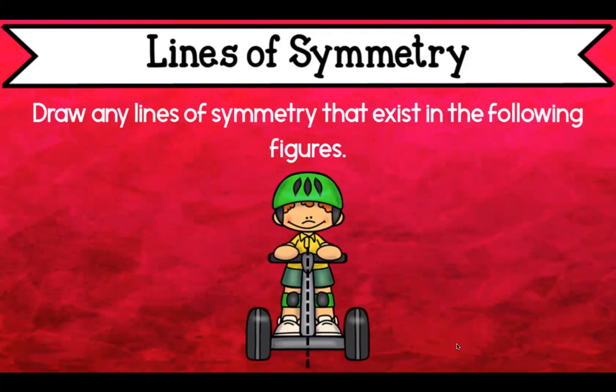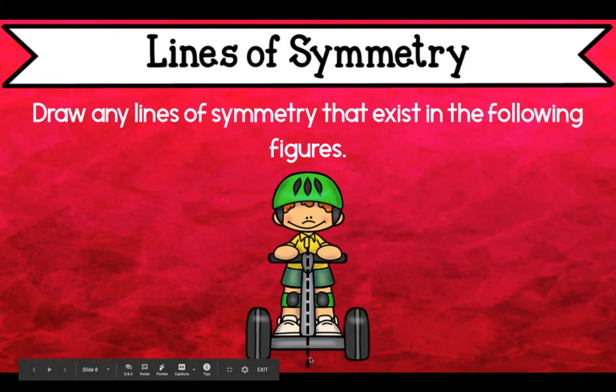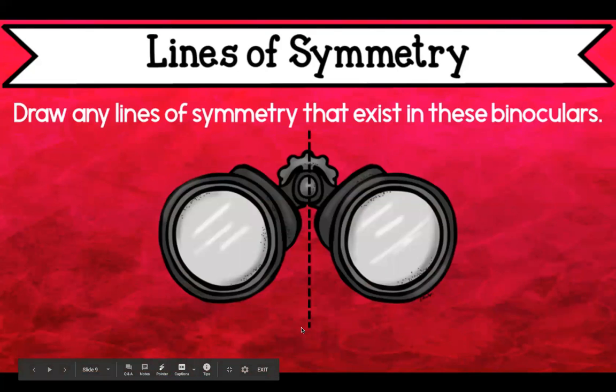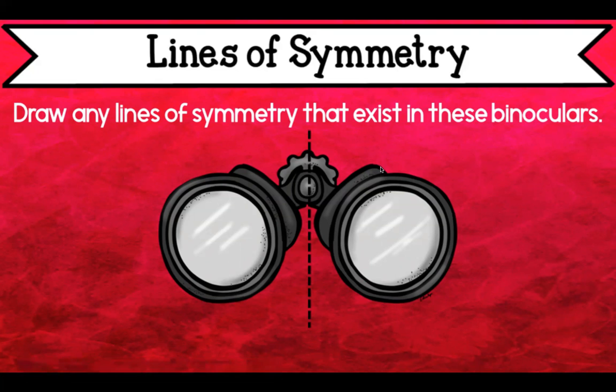It says to draw any lines of symmetry that exist in the following figures. So you can see, you could draw a line of symmetry right here. The image is very symmetrical. There's also a line of symmetry on these binoculars, right down the middle. What's on the left is a mirror image of what's on the right.